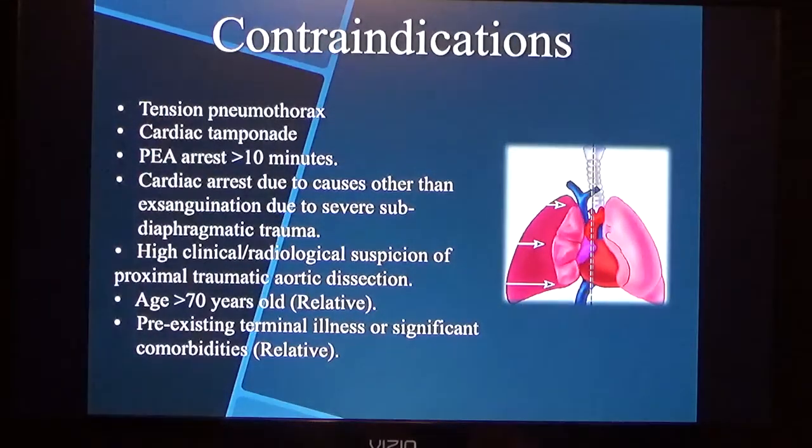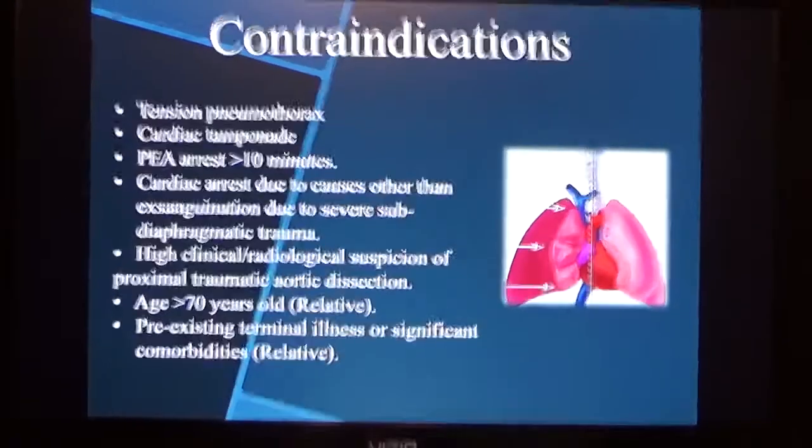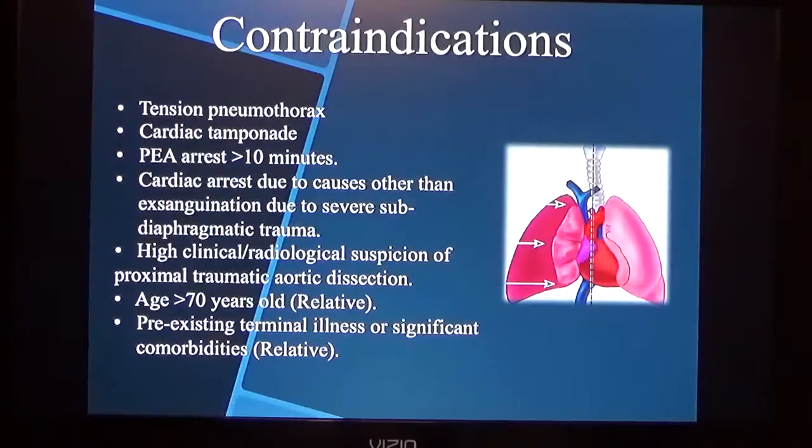For contraindications, we're looking at tension pneumothorax, cardiac tamponade, that same PEA arrest only greater than 10 minutes, cardiac arrest due to causes other than a severe subdiaphragmatic trauma, a high clinical or radiological suspicion of a proximal traumatic aortic dissection, patients greater than 70 years old, which again is a relative contraindication, and a pre-existing terminal illness or significant comorbidities, again relative, and we may not know much of that information.